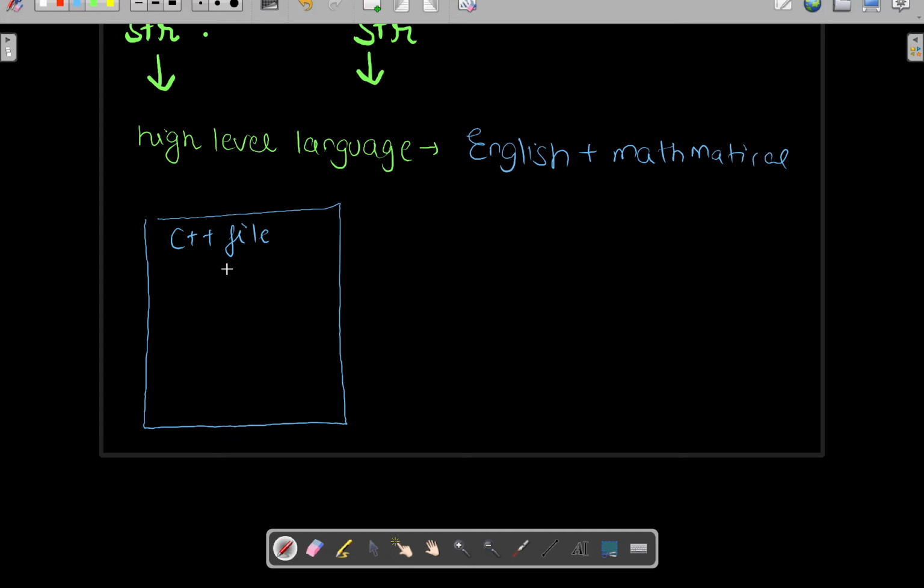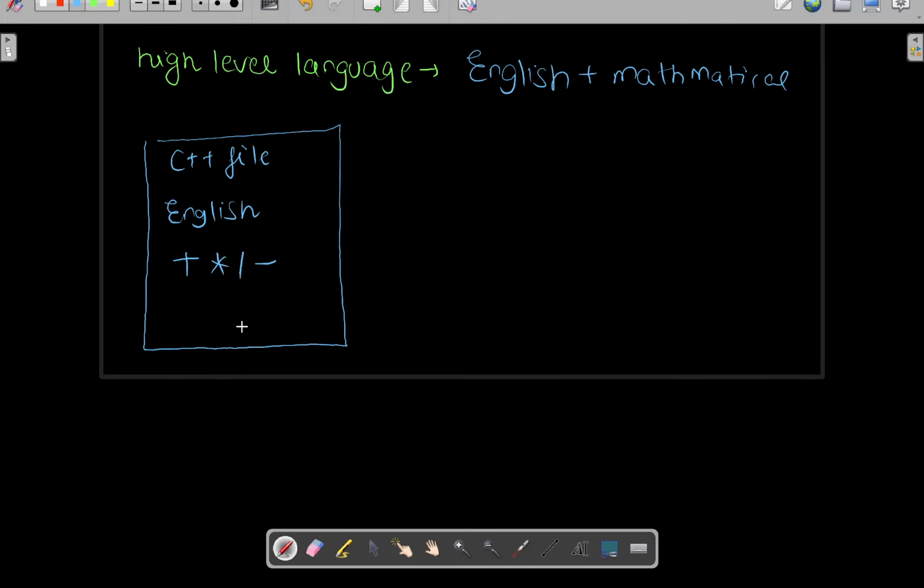Inside this file, we will be writing all the code either in English format or using mathematical operators like plus, multiplication, divide, subtraction. Along with that, there are multiple other mathematical operators. So either you will be writing the code in English format or the mathematical format. Now let's discuss the second thing.